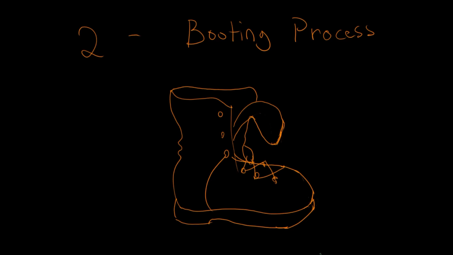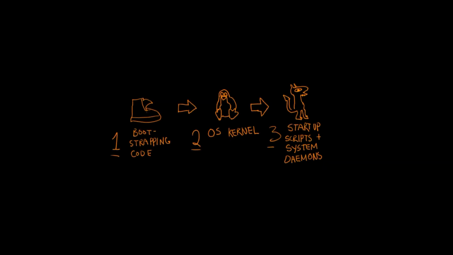This time we're going to be looking at the booting process of Linux computers. Alright, so let's first get an overview of this topic. Booting is the process by which the computer starts itself up. It does this in three main steps. First, it finds and runs the bootstrapping code. Next, it uses the bootstrapping code to select and find your OS kernel. It loads the kernel into memory and then executes that.